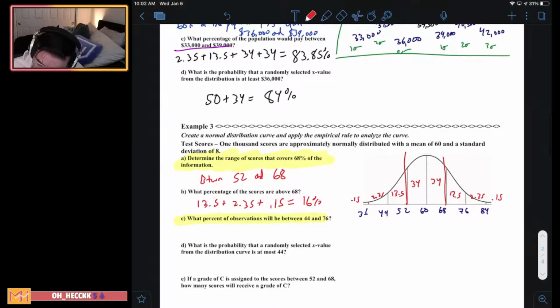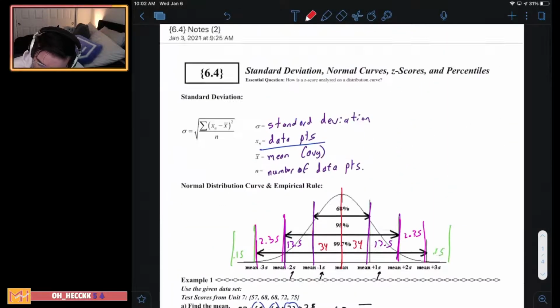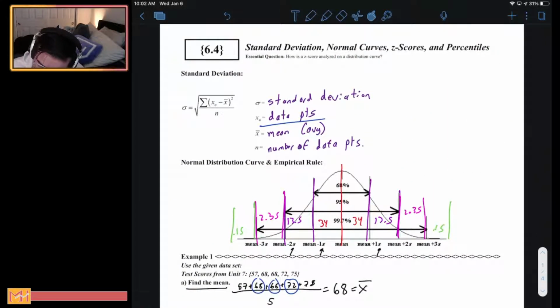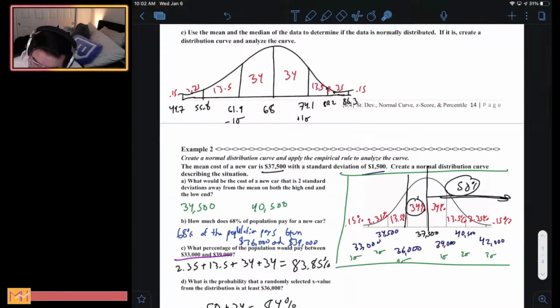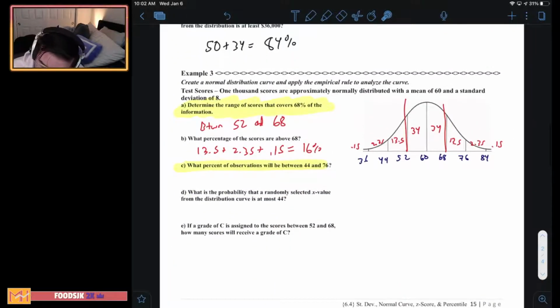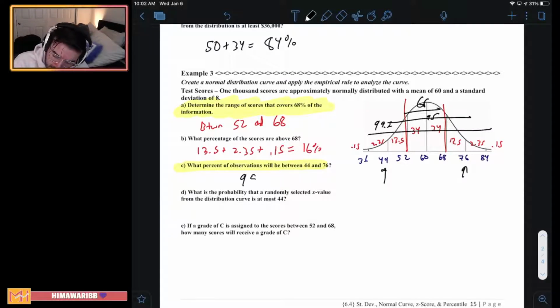Or you might have realized, if you noticed up here, that those are both two standard deviations away. Boom, I can jump straight to 95%. I haven't drawn that every time, but it might be helpful to realize that this is 68, this is 95, and this is 99.7. So from 44 to 76 is boom, 95%. Or you could have just added them together, of course.